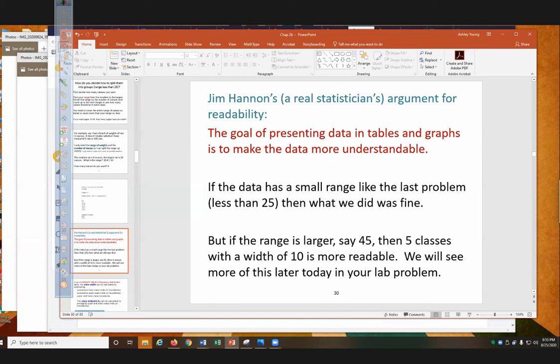Argument for readability. The goal of presenting data in tables and graphs is to make the data more understandable. If the data has a small range, like the last problem, less than 25, then the range was 5. But if the range is larger, let's say 45, then 5 classes with a width of 10 is more readable. We will see more of this later today in your lab box. Yep, and actually it might be tomorrow.